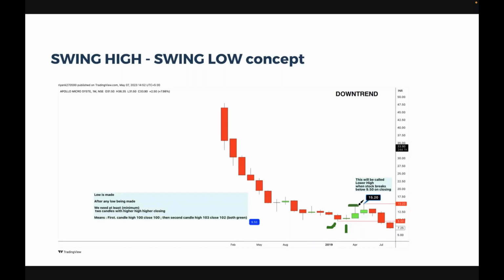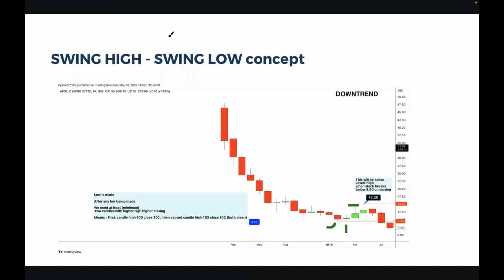ये potential swing high होगा, ये swing high नहीं होगा. When will this be swing high? This point will be considered as a swing high when we get a breakdown below this particular low of 9 rupee 50 पैसे. जब ये वाले लो के नीचे मेरे को एक breakdown मिल जाएगा, then this point will be considered as a swing high.